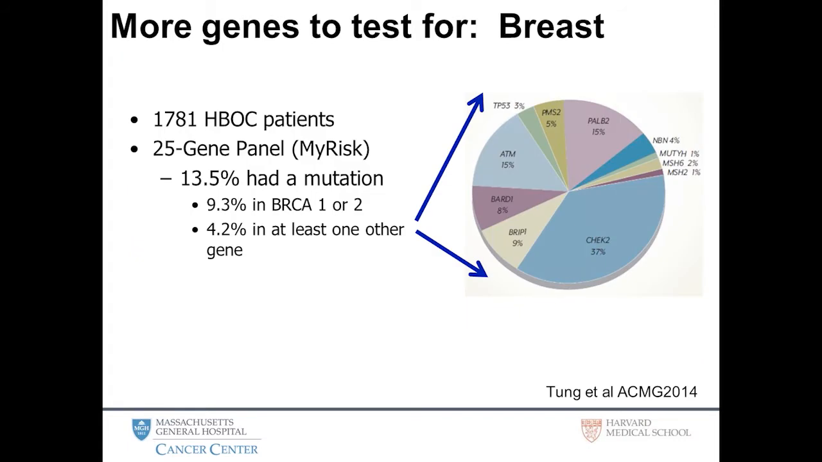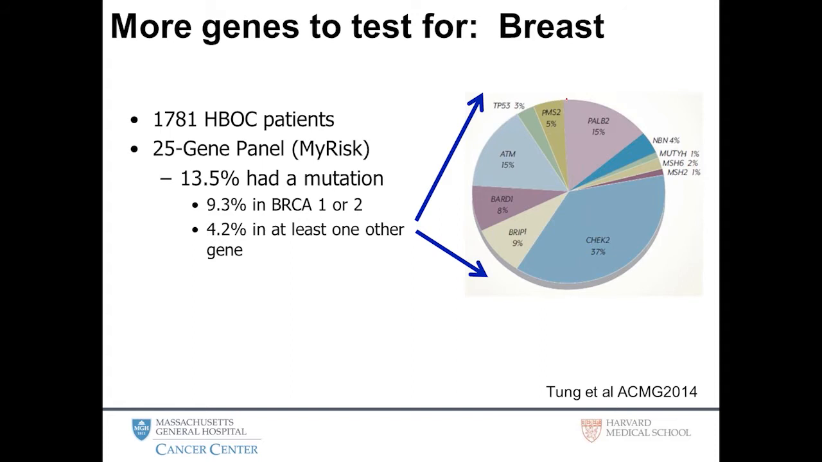In a study by Nadine Tung from Beth Israel Hospital, she looked at 1,781 hereditary breast ovarian cancer-like patients. She did the 25-gene panel from Myriad Genetics. You'd get similar results with any of the gene panels that are out there, but this study was done with Myriad's panel, and they found that of the patients who looked like they were high risk, about 13.5% had a mutation. Only two-thirds of those, about 9.3%, were BRCA1 or 2. The rest were in other genes.